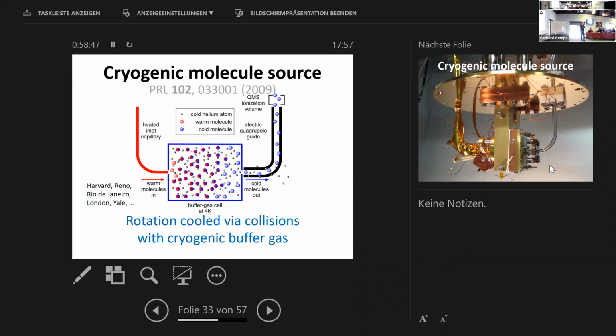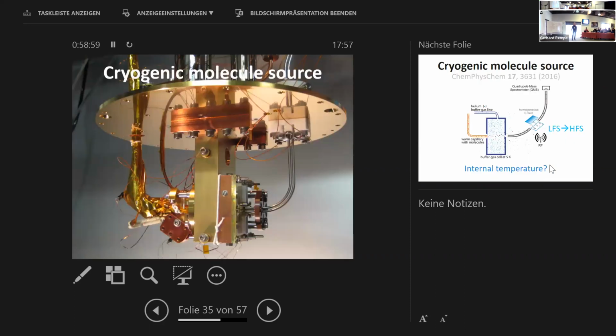This is a standard technique. Other people have done this and other people are using it, so maybe other people are much more qualified to talk about everything happening here. I just wanted to mention that we have this system in the lab. That's how it looks. The buffer gas cooling takes place here, at the bottom of the cryogenic refrigerator. This is where the molecules come in, and this is where they come out. This is our guide, which goes to a mass spectrometer outside the picture.